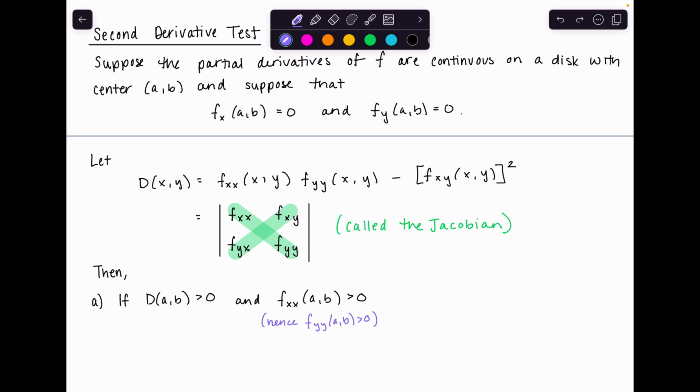So if this evaluated at AB is positive and the partial with respect to x twice is positive, you can think of that as being concave up. So immediately it tells you you have a local minimum. So then the function evaluated at AB is a local min value.